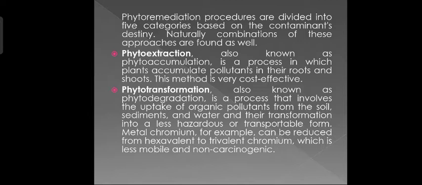The second process is phytotransformation. This is also known as phytodegradation. It is a process that involves the uptake of organic pollutants from the soil or sediments and water, and they are transformed into a less hazardous or transportable substance. Metal chromium can be taken as an example.